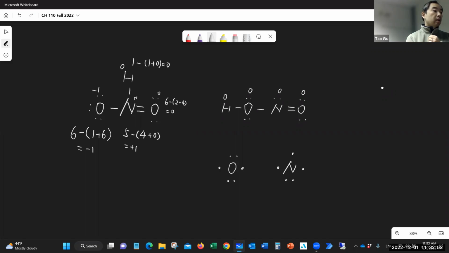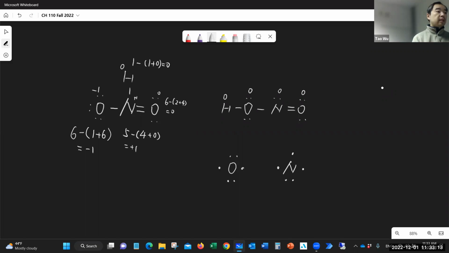3 bonds. And this oxygen has 2 single bonds, so it has 2 bonds. This oxygen has 1 double bond, still 2 bonds. That makes sense, right? So that's why this one is stable. But if you look at it here, this nitrogen has 4 bonds. So obviously it's not that stable.